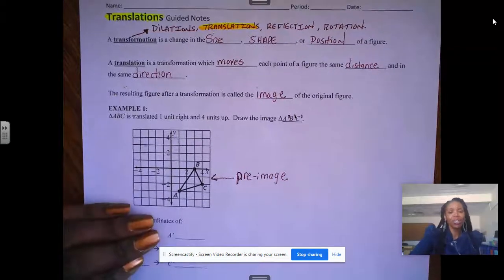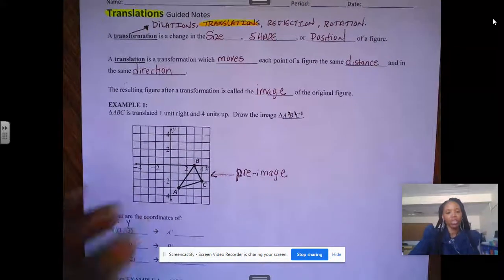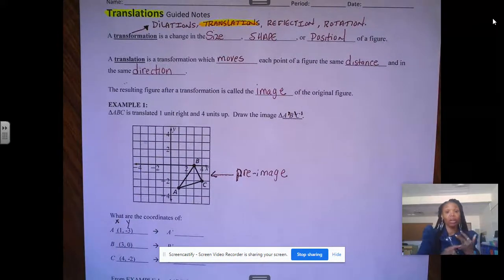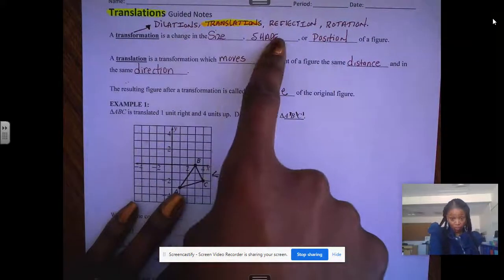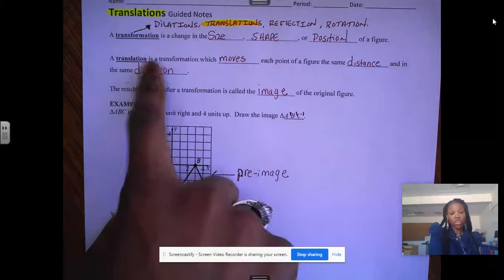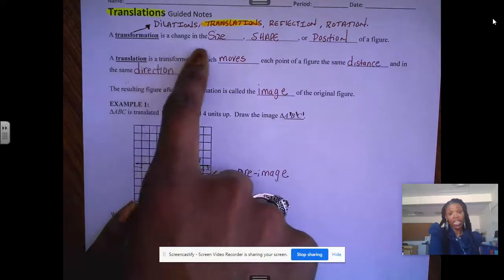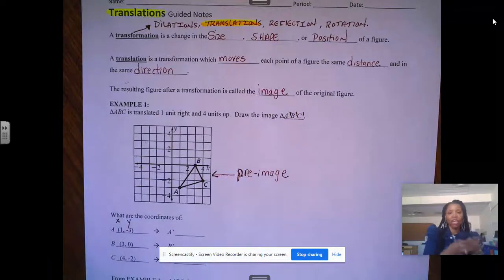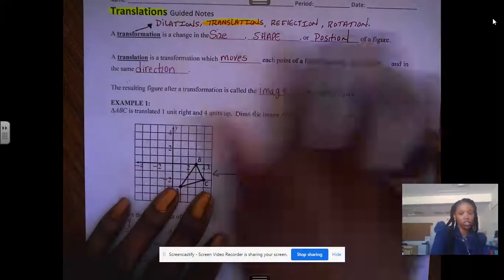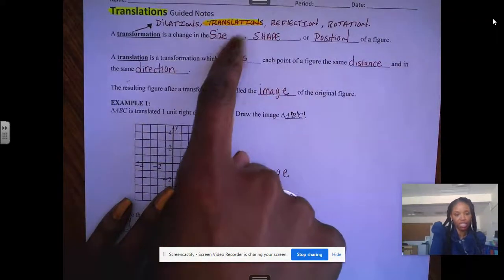All right. So you're beginning your transformation unit, and there are 4 types of transformations. You have dilations, translations, reflections, and rotations. A transformation is a change in the size, shape, or position of a figure. So geometry is about shapes. It's either going to change position, size, or shape, depending on what you're doing. And today we're talking about translations.